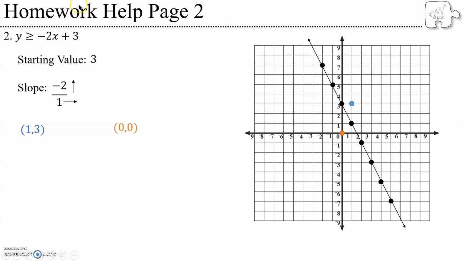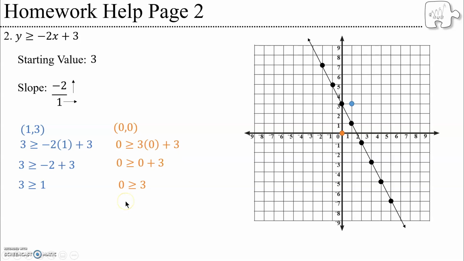So plugging it in now, right? X, y, x, and y. So instead of y, we're going to say 3 and 0. So is 3 greater than or equal to negative 2 times 1 plus 3, or is 0 greater than or equal to negative 2 times 0 plus 3? Negative 2 times 1 is negative 2, and negative 2 times 0 is 0. So is 3 greater than or equal to negative 2 plus 3, or 0 greater than or equal to 0 plus 3? So now, negative 2 plus 3 is 1, and 0 plus 3 is 3.